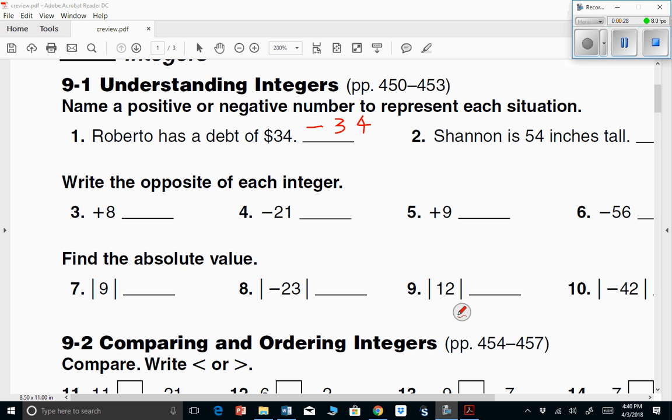Number 2, Shannon is 54 inches tall. The height would be a positive thing, so the answer is simply 54.